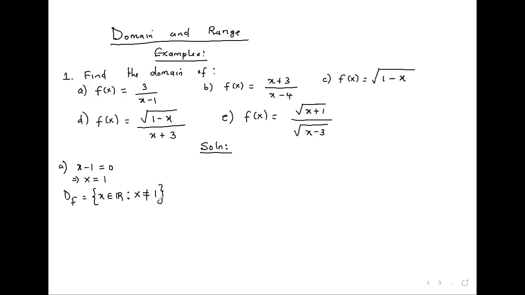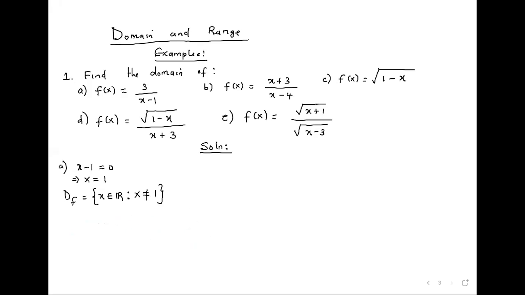Why not equal to 1? Because if x is 1, then you have f of 1 is 3 over 1 minus 1, which is 3 over 0. This is undefined. So you don't want the function to be undefined. You don't want this. So we want the function to be defined.